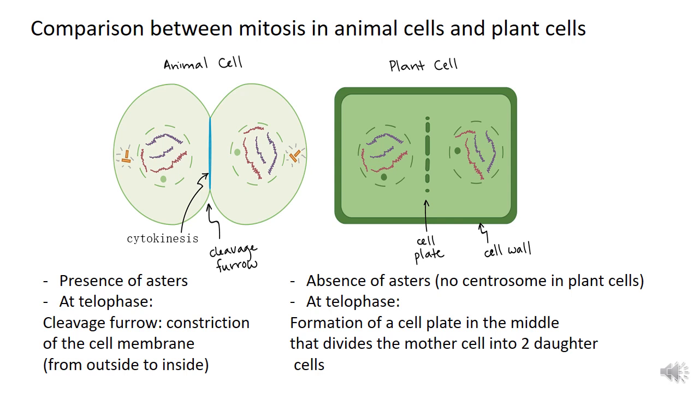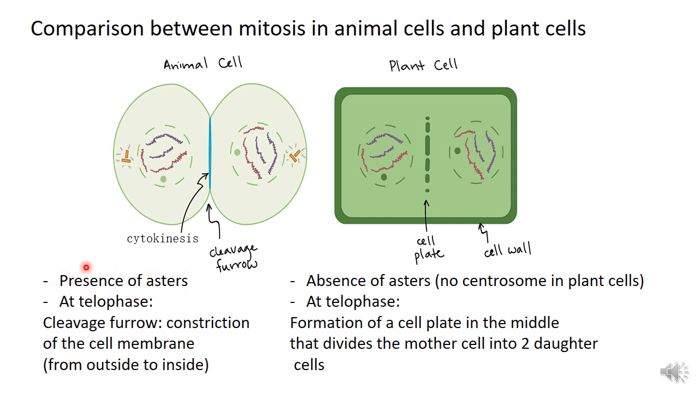So, let's do a comparison between mitosis in animal cells and mitosis in plant cells. As we know, animal cells have what we call a centrosome. And this centrosome divides into 2 asters, and these asters have an important role during mitosis. So, first of all, animal cells are characterized by the presence of asters.